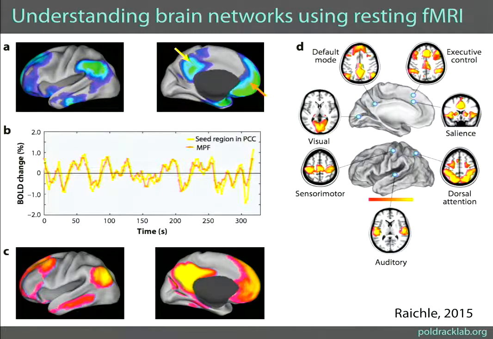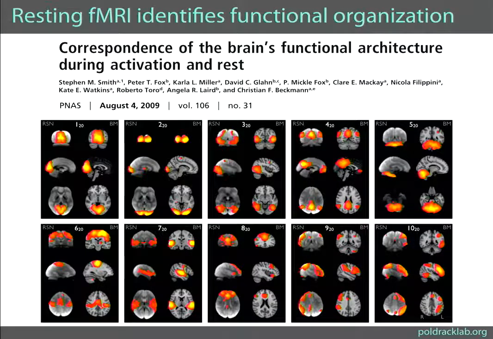But they all have functional descriptions, in the sense that we think some of them involve regions involved in, say, executive control, others in vision or audition and so on. The thing that really captured my interest in resting state fMRI was this paper in 2009 by Steve Smith and colleagues, where they did these analyses on resting state fMRI using independent component analysis, and then took a very different type of data set, the BrainMap database, which has activation coordinates from task fMRI studies, where you tell people to do things in the scanner and then look at what turns on.